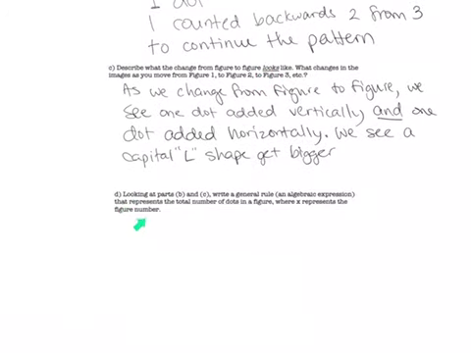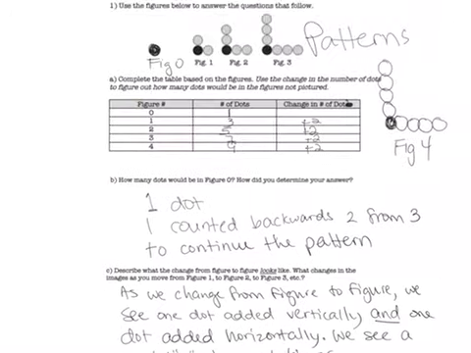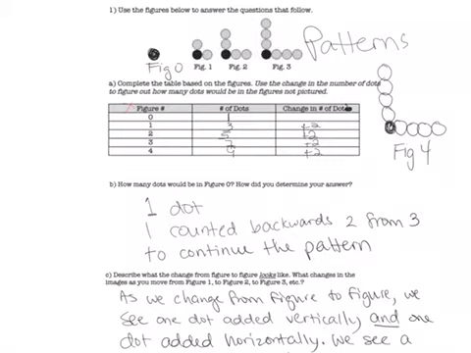This is the part where the math comes in, like why are we doing all of this? And here it says, looking at the parts from B and C, write a general rule or an algebraic expression that represents the total number of dots in a figure, where X represents the figure number. So we need to look back up here and say, if X determines the figure number, instead of putting a number down for figure, we're going to put X as the unknown.